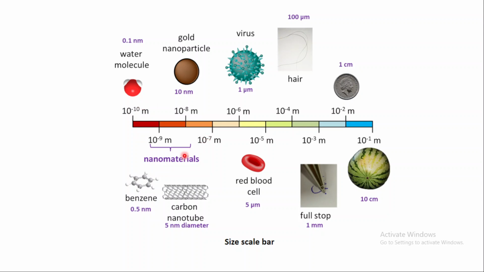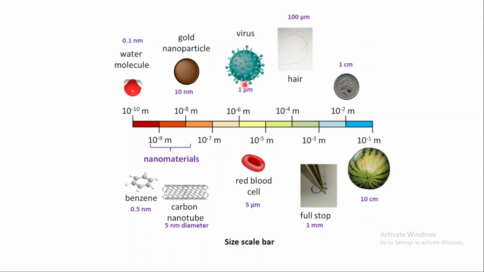And here you can see nanomaterials are known as nanomaterials because they fall in the nano range, 10 to the power minus 9 range of size, right? This gold nanoparticle here is an example of a nanoparticle. Its size is from 10 nanometers. The diameter of a carbon nanotube is 5 nanometers. Benzene here is a carbon molecule, 0.5 nanometers. So all the nanomaterials fall in this range. In comparison, the water molecule is at the angstrom level.